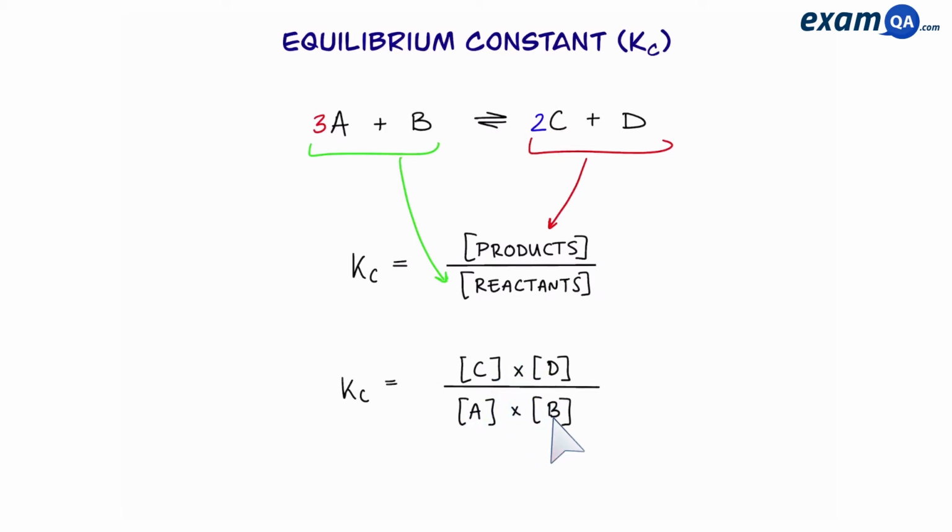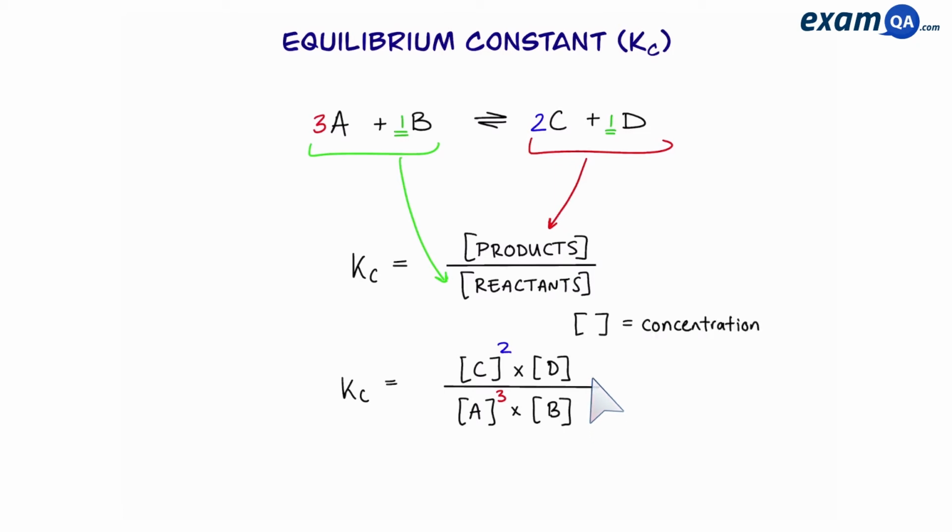The final part is that whatever the balancing number, that becomes a power. For example, in front of A, we have 3. So the power of A becomes 3. And in front of C, we have 2. So the power of C becomes 2. B and D both have a 1 in front of them, so we can just simply leave them as B and D.